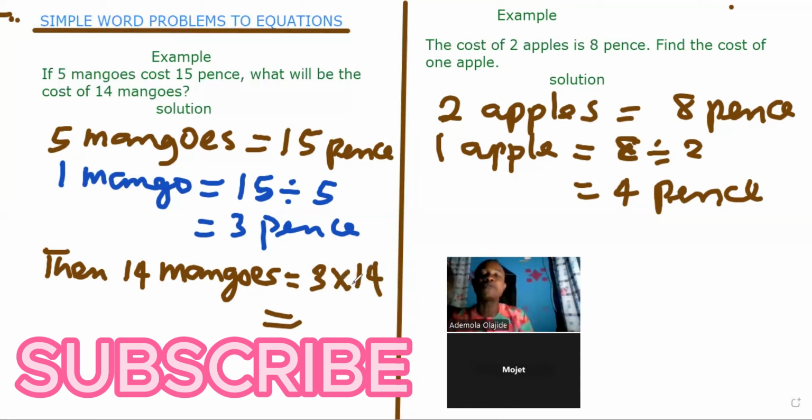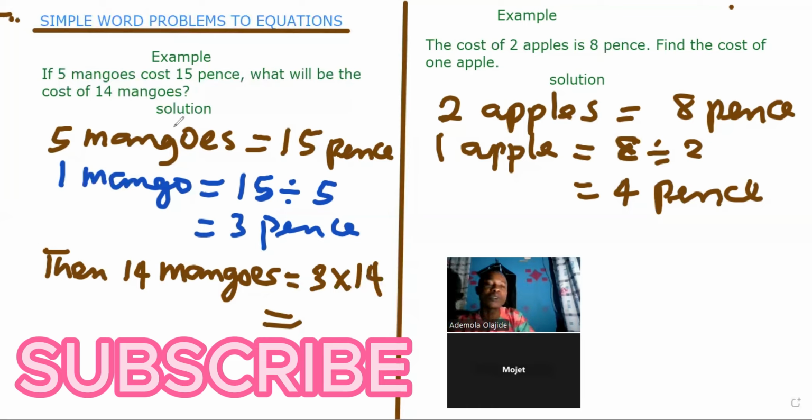I told you, anytime you have the value for one item and you now need the value for many, multiply, it will increase. But if you have the value for many items and they ask you to get the value for one, you divide, because that will decrease. Look at the two examples. Look at this example here. We have the value for many, more than one. That's two apples. The value of two apples is 8. They now ask, what's the cost of one apple? Definitely it will not be up to 8 again. You decrease it, you divide to get the value for one apple.